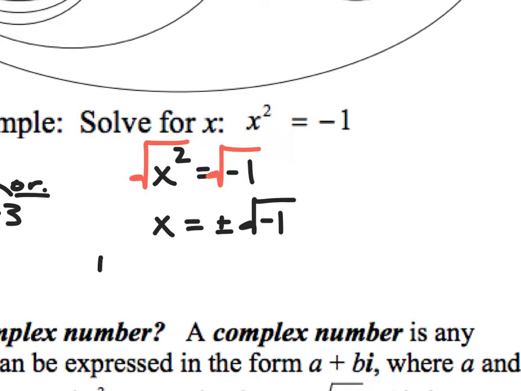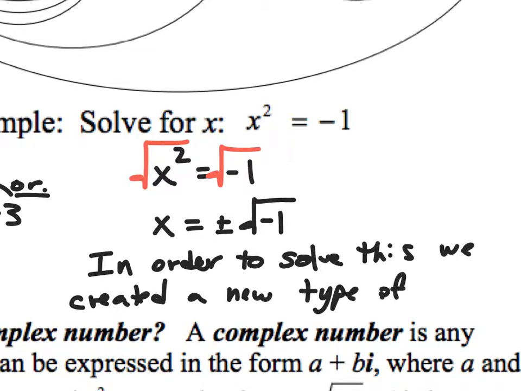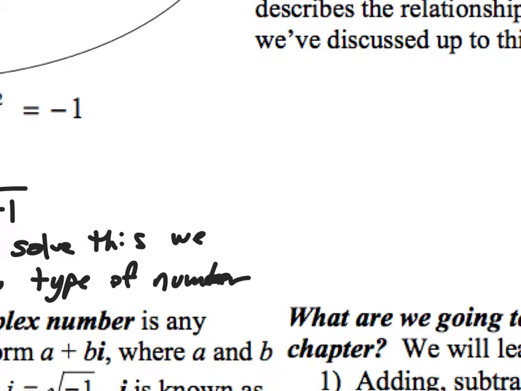So in order to solve this, we created a new number system. Let me just do type of number. That number is an imaginary number, which leads us to this being an imaginary number.